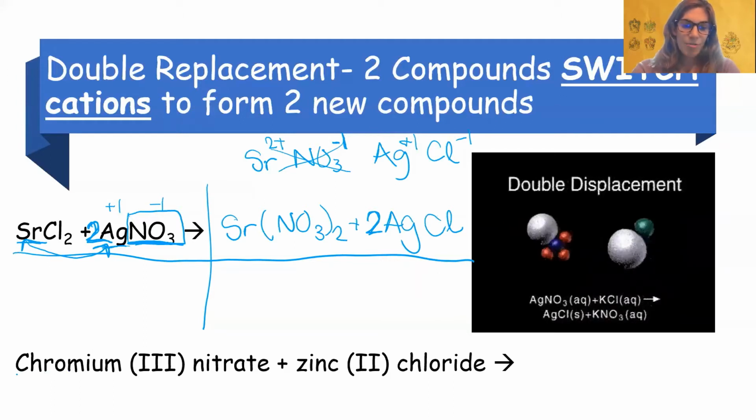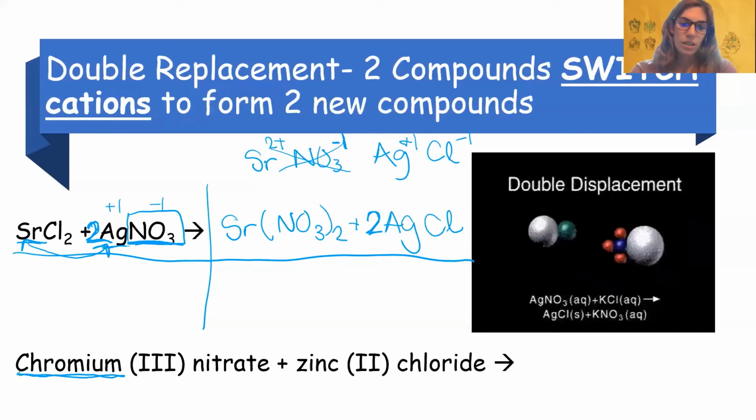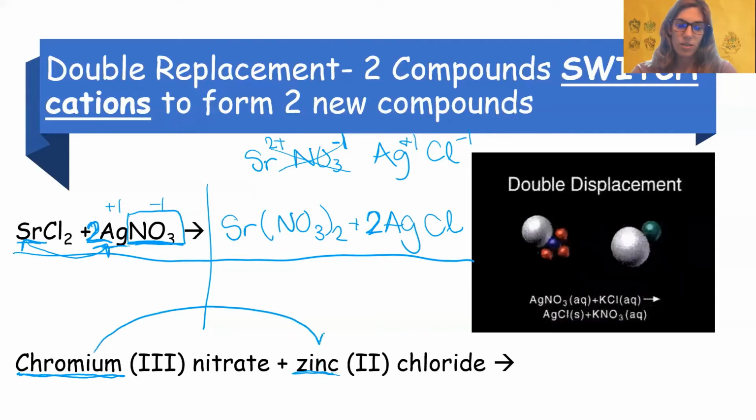Once again, I can write things out first if I want to. I can see chromium and zinc, and I know that these would switch places.